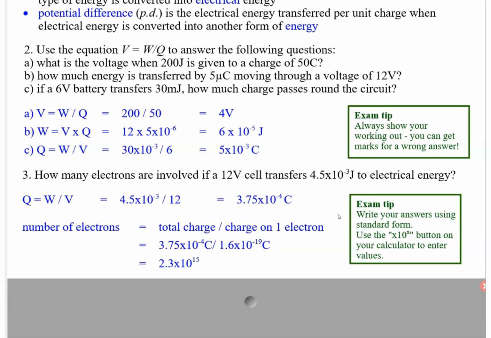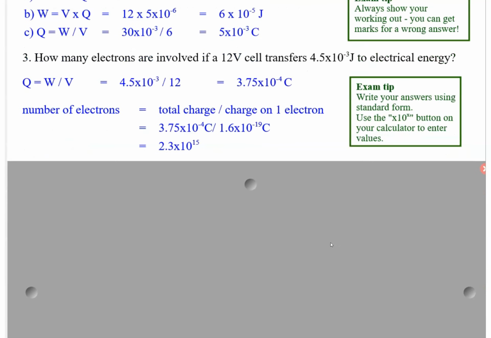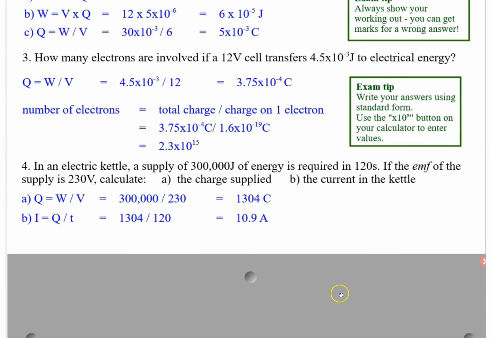And if you remember from the previous lesson, we had a way of working out the number of electrons: it's the total charge divided by the elementary charge, which will give you the total number of electrons. So you should expect to get a really big number of electrons, which we do in this case.